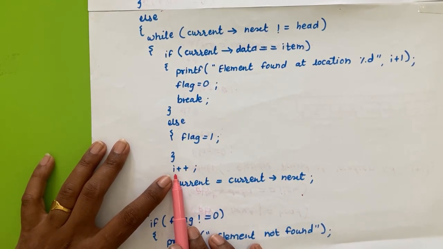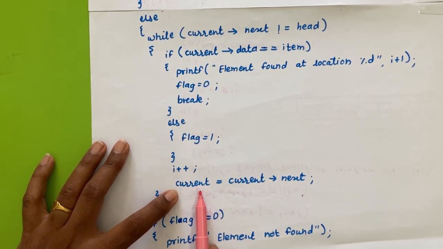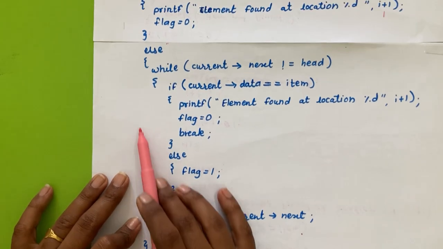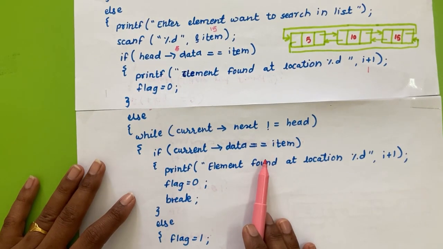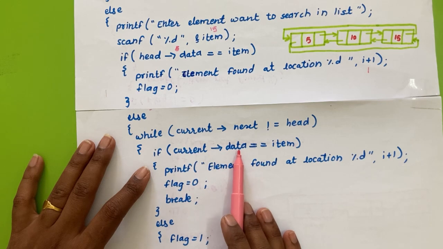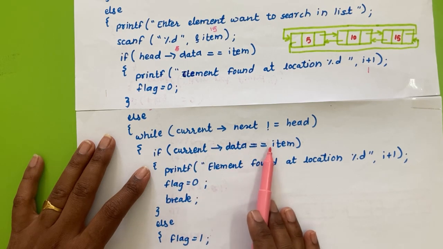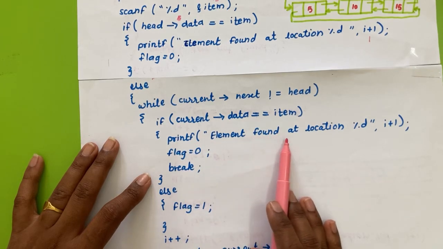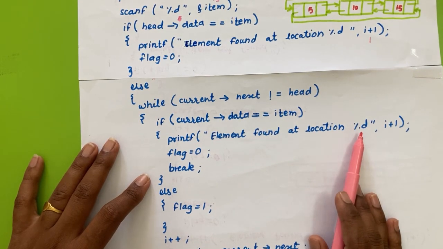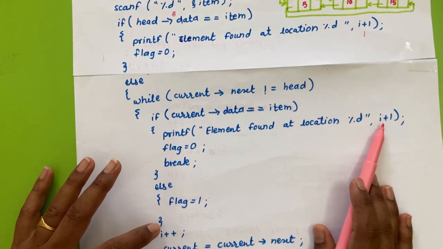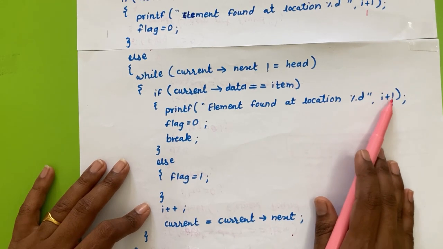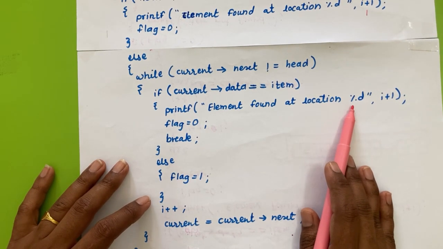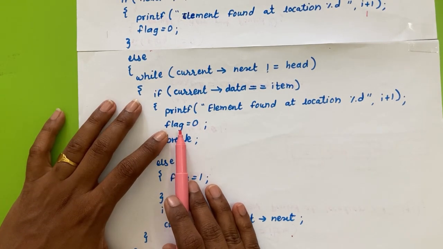So now value of i is equal to 2. Okay, and current will also get updated to current next. Again it will check the condition of while. अभी condition satisfy हो रहा है, so it will move inside the loop. Now if current data is equal to item, so 15 is equal to 15. So printf element found at location %d. Now value of i is equal to 2, 2 plus 1 is equal to 3. Okay, so here instead of %d it will print 3. Okay, and now this will make flag is equal to 0.